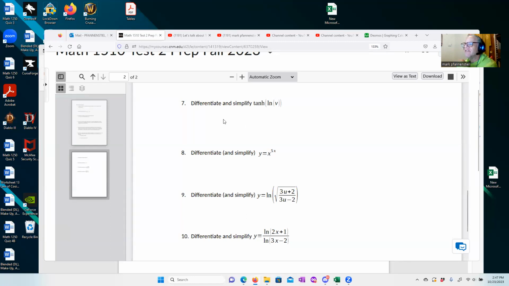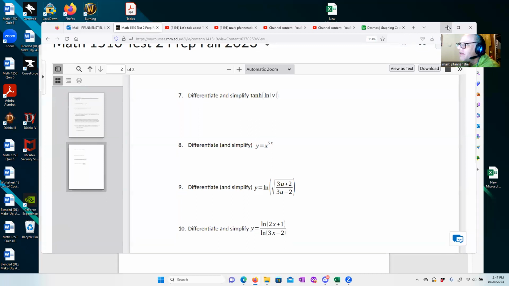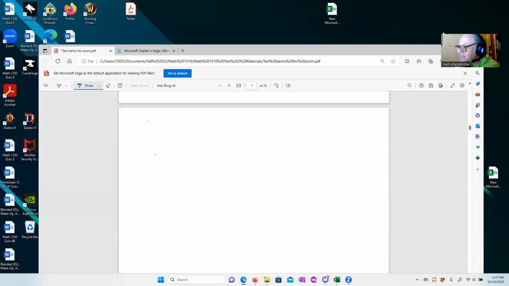So the first one says differentiate and simplify the hyperbolic tangent of the natural log of v. Okay, so that's always fun. The important thing here is when it says differentiate and simplify, you don't have to do them in that order. So what I would do is, when you've got a hyperbolic function with natural logs in it, it might be worthwhile to investigate how that's going to look.